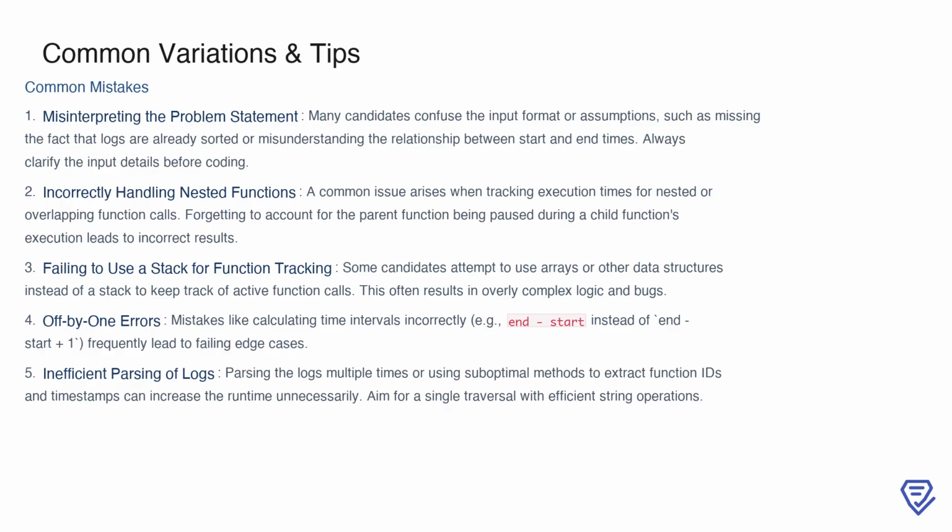Another challenge is handling nested functions. When a child function starts, the parent function's execution is paused. Failing to account for this nested behavior can lead to incorrect results. Next is the improper choice of data structures. While a stack is ideal for tracking active function calls, some candidates use arrays or other structures, which often complicates the logic unnecessarily and introduces bugs.